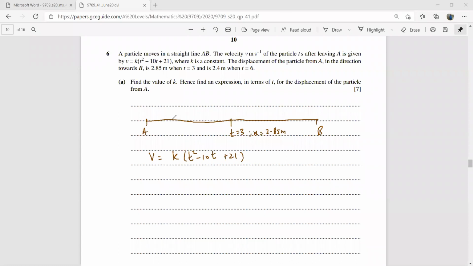When time is 6, it is 2.4, so it has got closer, okay? When the time is 6, your x is 2.4 meters. Find the value of k, hence find an expression in terms of t for displacement.